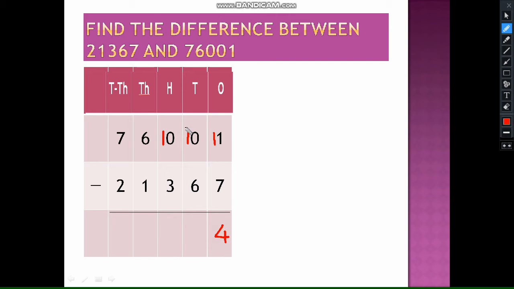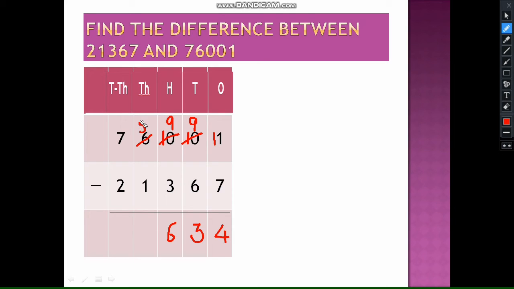Now over here we are left with 9 tens. From 9 tens we have to take away 6 tens. So we will be getting the answer as 3. Now over here also we had borrowed 1. So now this becomes 9 hundreds. From 9 hundreds we are going to take away how much? We are going to take away 3 hundreds. So we will be left with 6. And from this 6 we had borrowed 1. So we will make this 5.